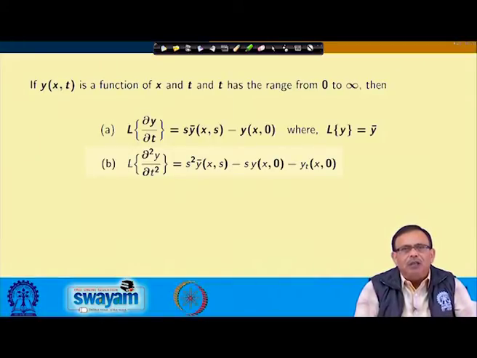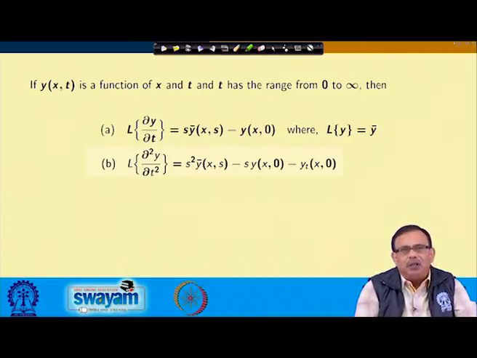So, whenever I am taking the Laplace transform of second order partial derivatives, I need to know the value of the function y and the value of the derivative of the function y, that is y_t, at t equals 0. If I do not know these two values, I cannot proceed, or in other words, if these two values are not known to us, we cannot use the Laplace transform for solving a partial differential equation.